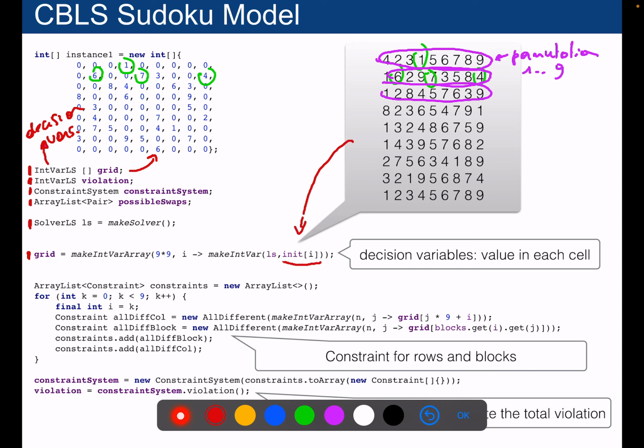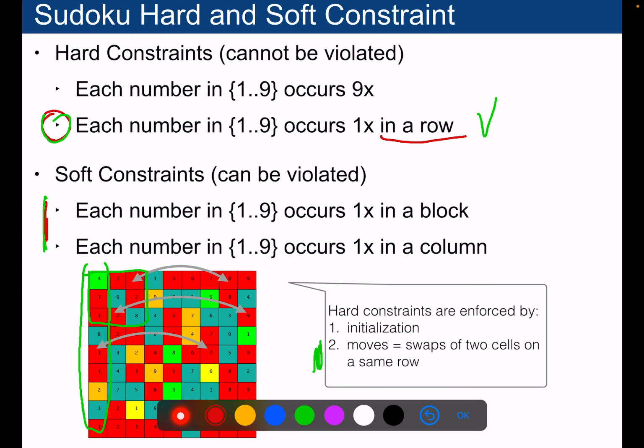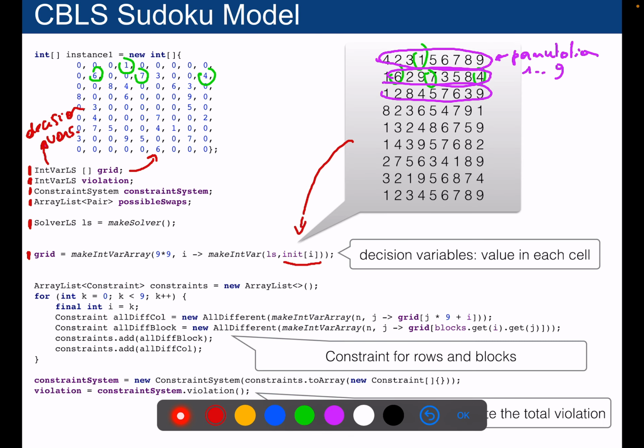So this will be the initial value, and you can already realize that we initialize the grids by satisfying the hard constraints that we have listed here. So we will maintain these hard constraints always feasible.